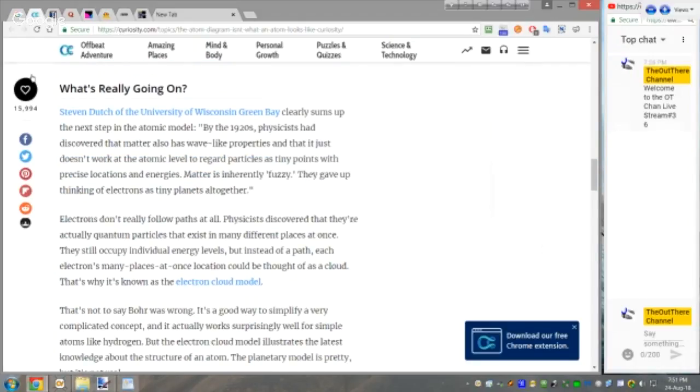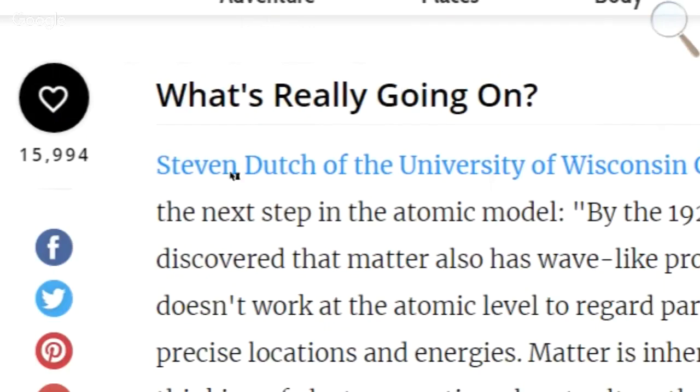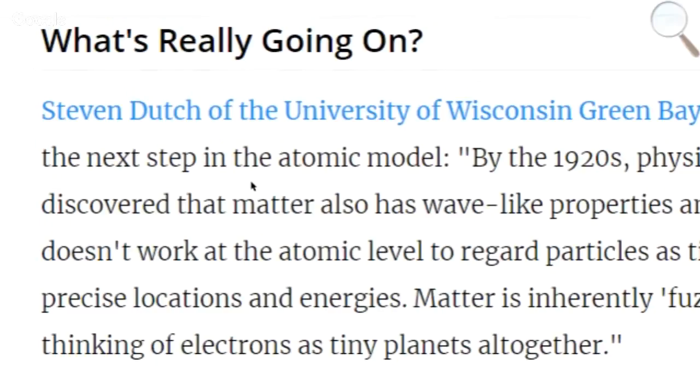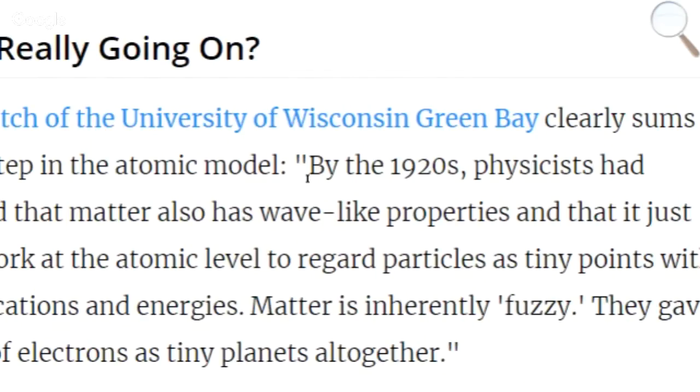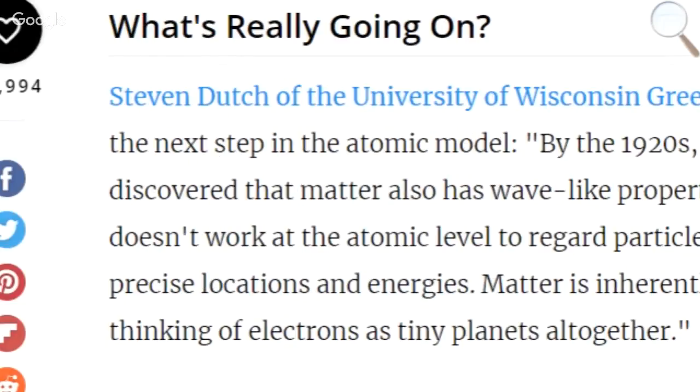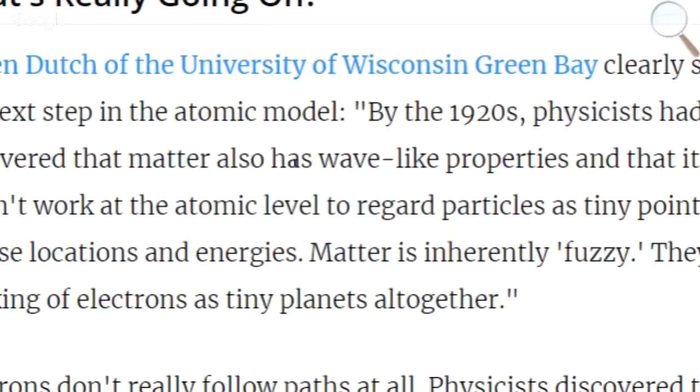So do we need to know any more on this page? What's really going on? Stephen Dutch of University of Wisconsin, Green Bay clearly sums up the next step in the atomic model.